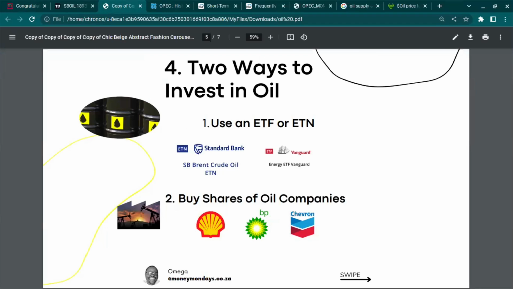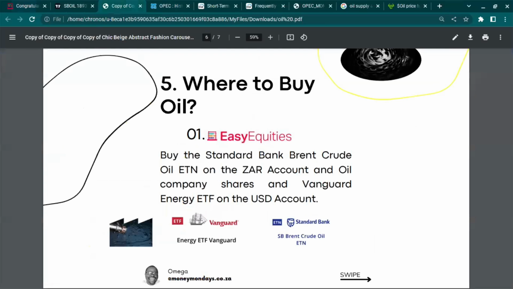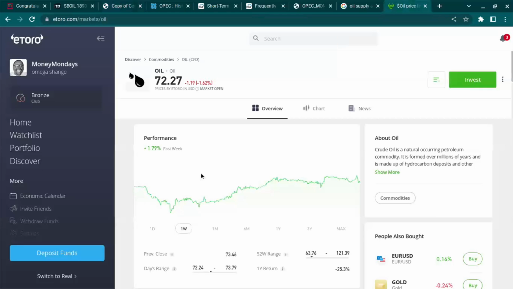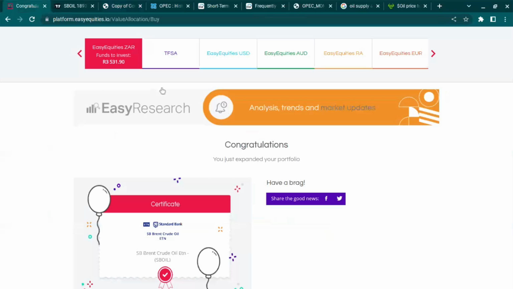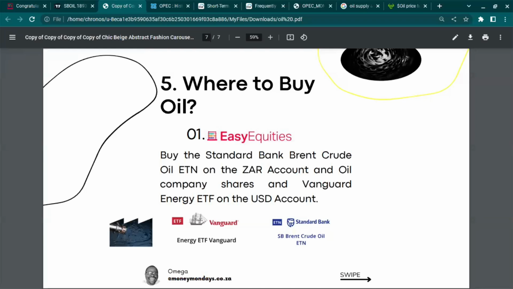Of course, you can always directly buy an oil futures contract or a CFD that directly tracks the oil futures market. So via something like eToro, yeah, that's something that you might consider doing.